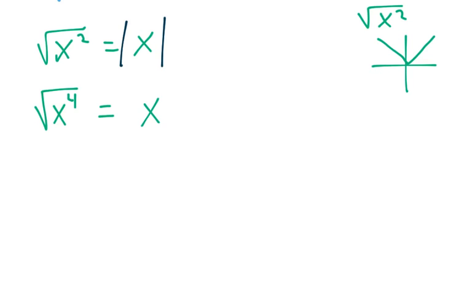Okay? Now, if you take the square root of x to the 4th, that gives us x squared. We know that should be a parabola. When you graph the square root of x to the 4th, you do get a parabola. So we do not need absolute value marks.